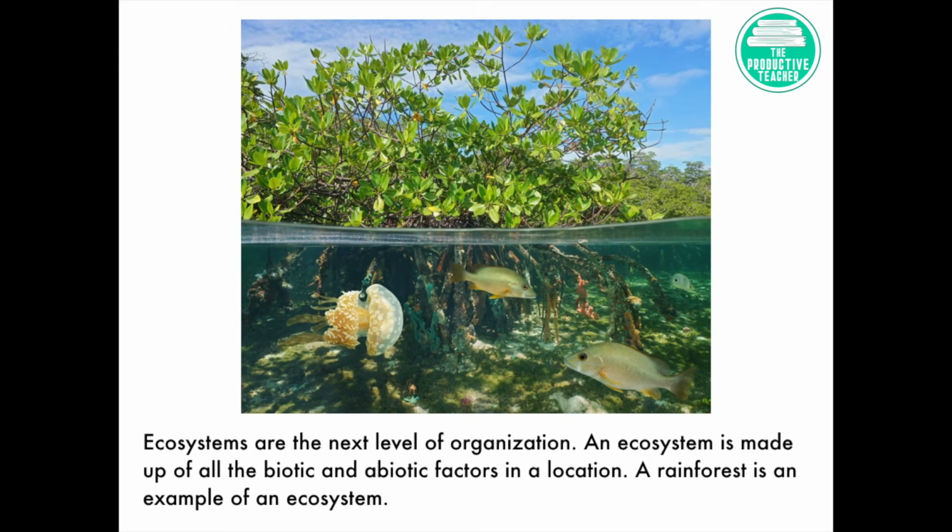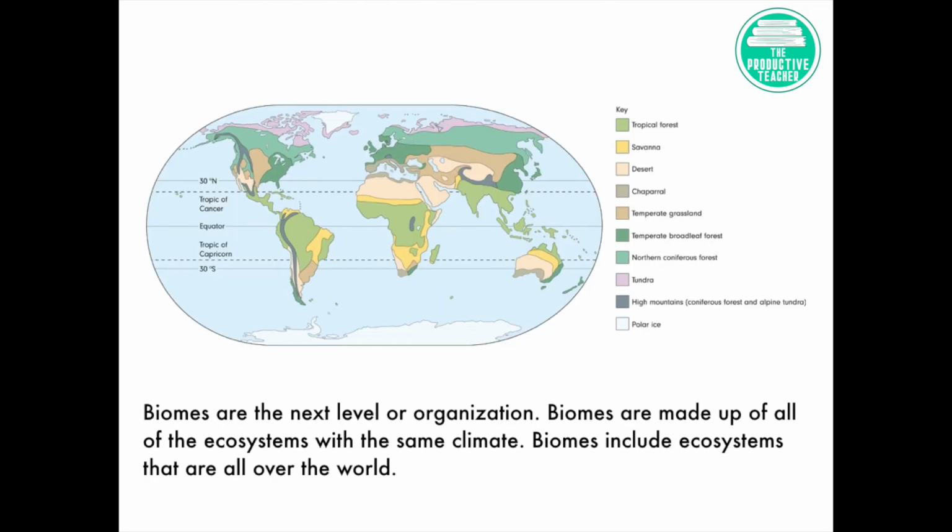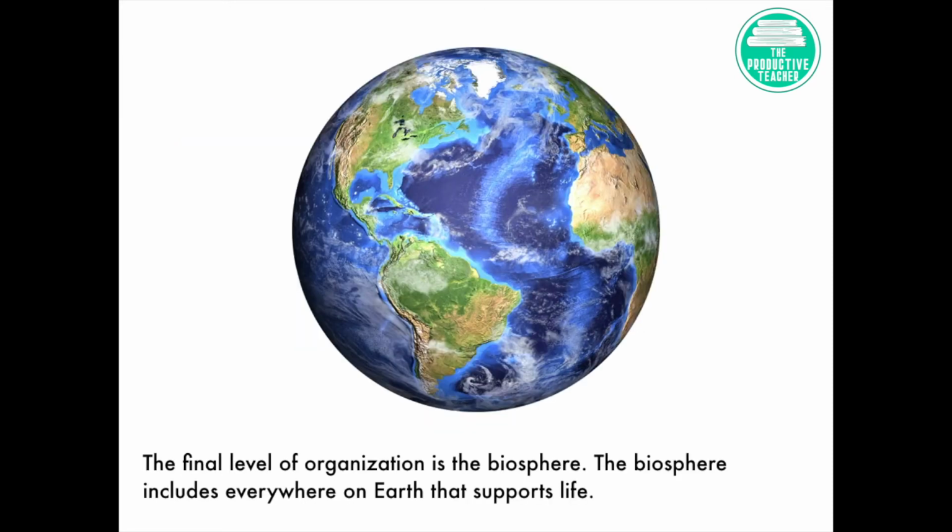Ecosystems are the next level of organization. An ecosystem is made up of all the biotic and abiotic factors in a location. A rainforest is an example of an ecosystem. Biomes are the next level of organization. Biomes are made up of all the ecosystems with the same climate. Biomes include ecosystems that are all over the world. The final level of organization is the biosphere. The biosphere includes everywhere on Earth that supports life.